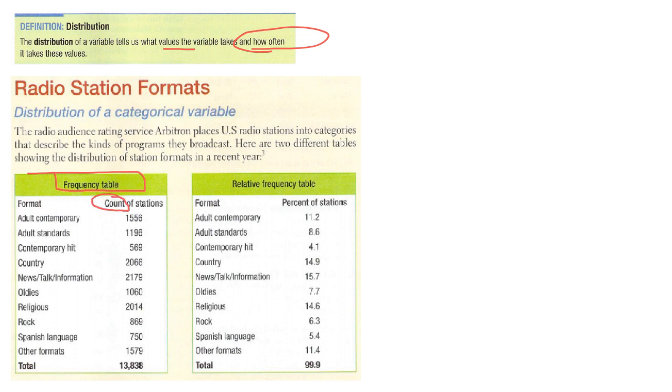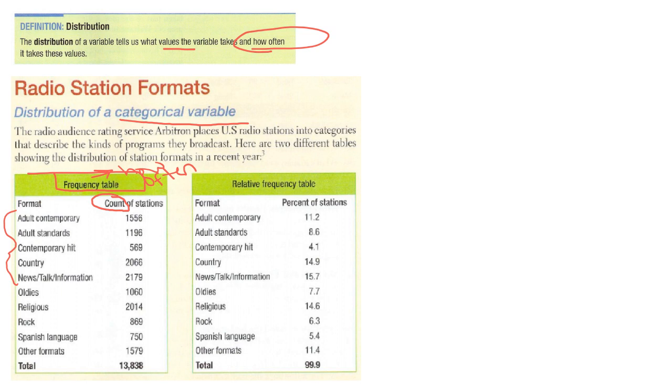A frequency table can be set up based off of count. So for instance, this is categorical data. Our focus here again is going to be categorical data for this section. There are various categories that these different types of radio stations could be put into: country, religious, oldies, Spanish language, etc. This frequency table is just literally telling us the frequency. So how often do we see these stations? For example, the religious station, 13,838 stations are religious. That's just literally how many of them are religious stations.